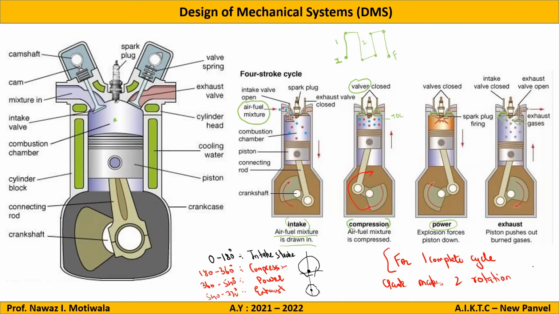I will ask you later. We have already discussed that for a 4-stroke cycle, for one complete cycle the crank makes 2 complete rotations, that is 720 degrees of rotation. So I hope this slide is clear to you all. Yes, sir.